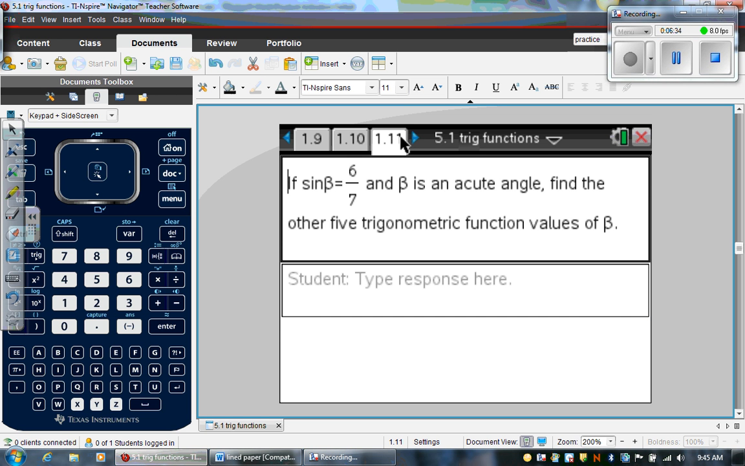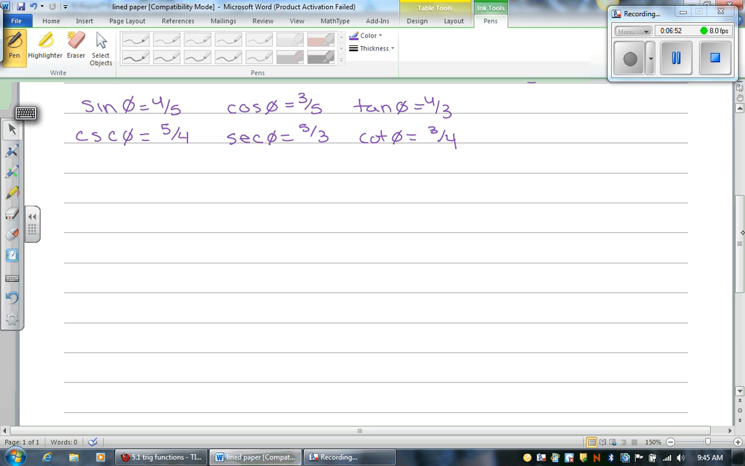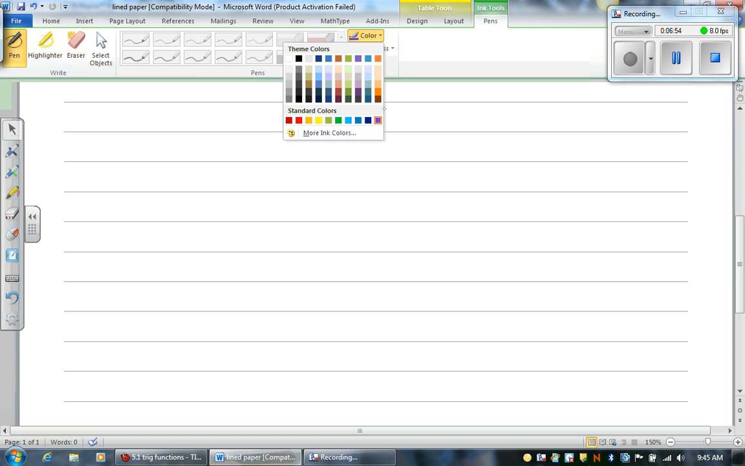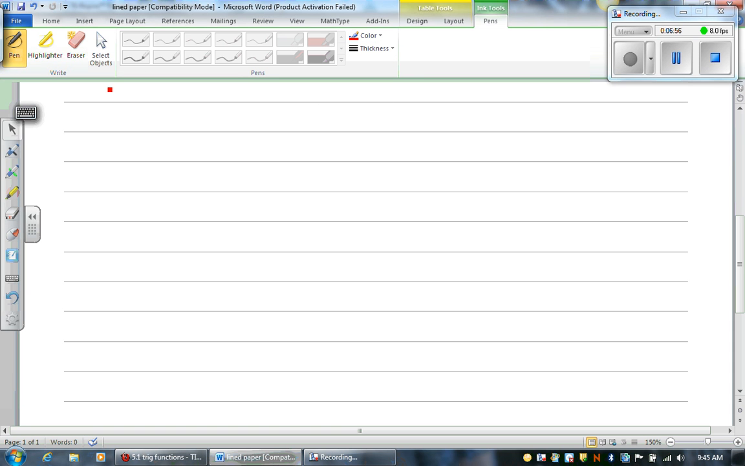Okay, so let's take a look at another one. I've got sine of beta equals 6/7, and beta is an acute angle, so that means less than 90 degrees. Find the other 5 trig function values of beta. All right, so if you remember back to Algebra 2 trig, we actually did quite a few of these, okay?